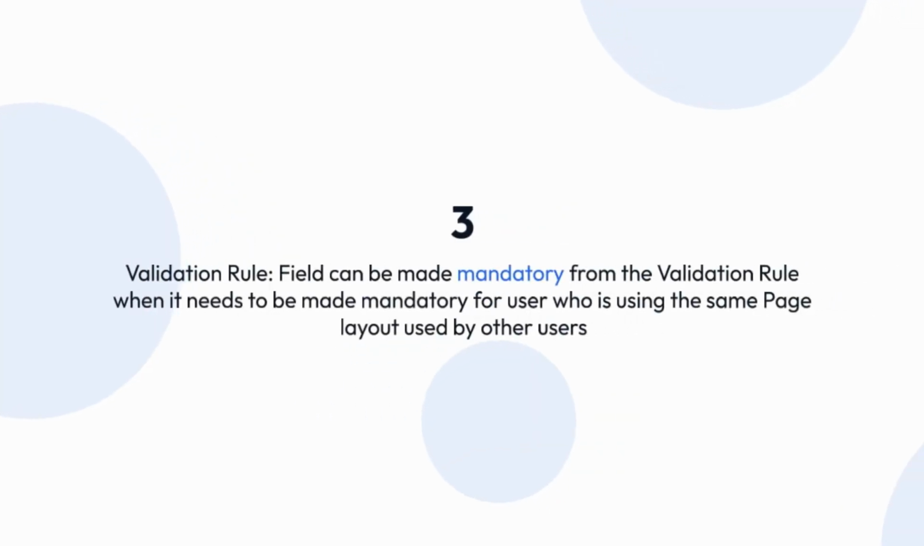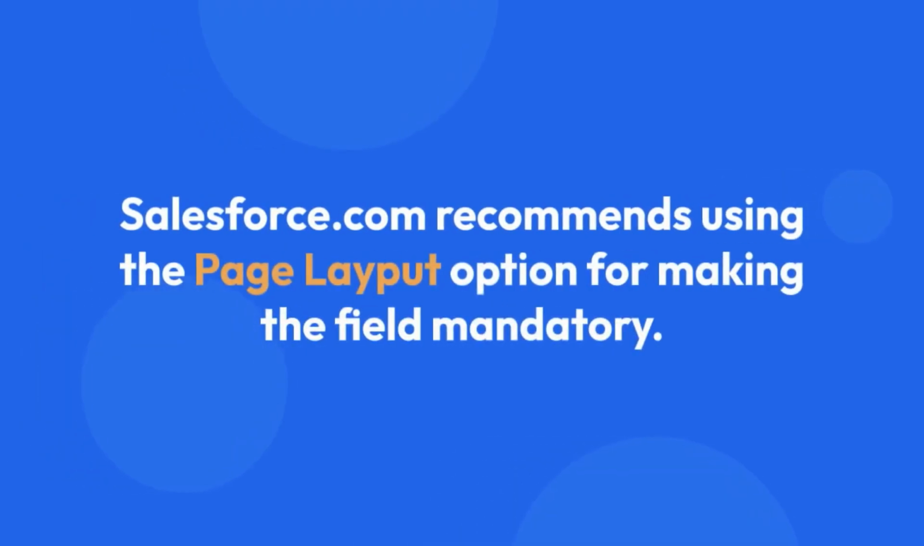Validation rule. Field can be made mandatory from the validation rule when it needs to be made mandatory for user who is using the same page layout used by other users. Salesforce.com recommends using the page layout option for making the field mandatory.